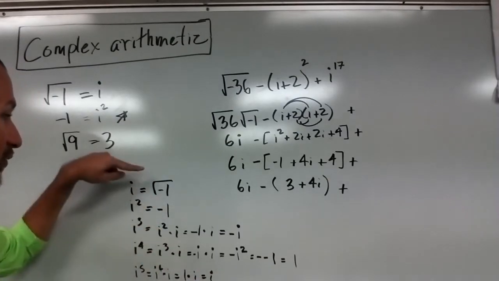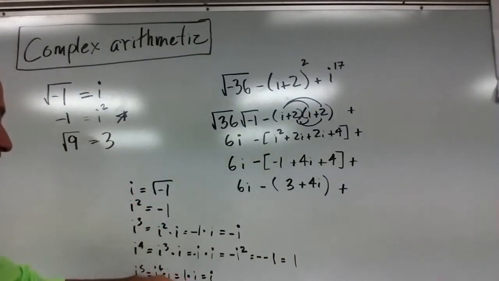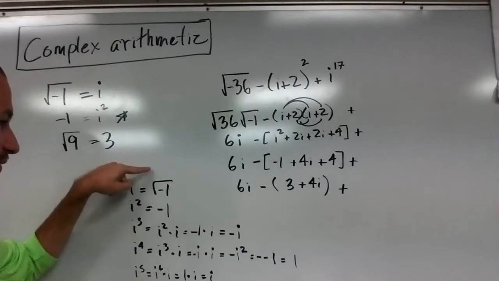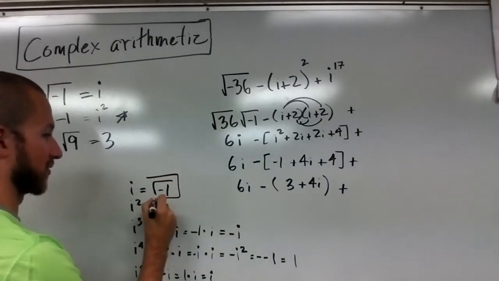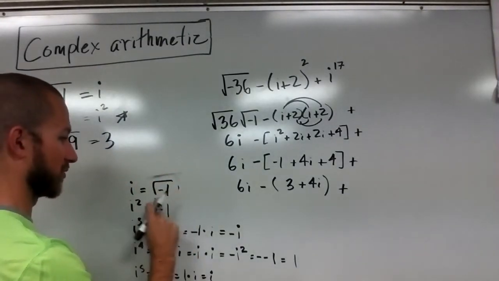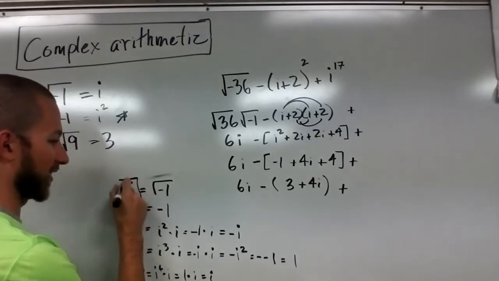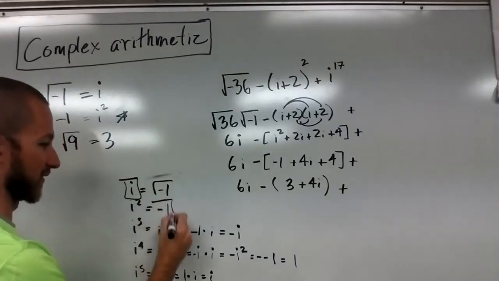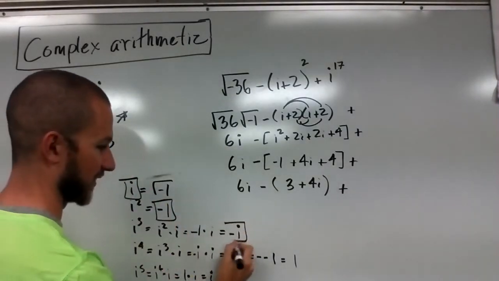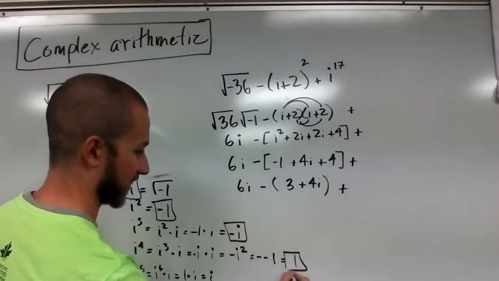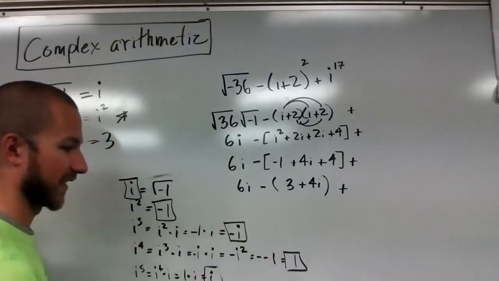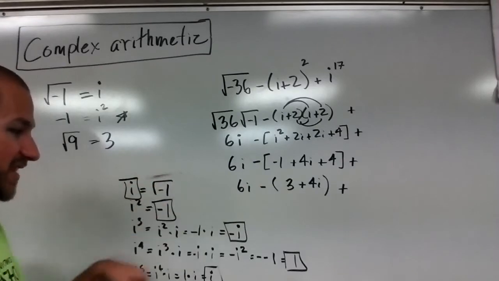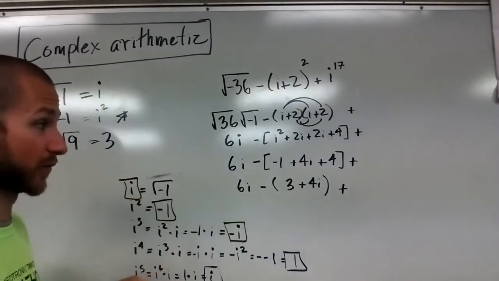And then if we go through here, it actually just repeats. So we have this pattern. i squared is negative 1, i cubed is negative i, we have positive 1, and then back to just i. And this is going to cycle on through and through and through.